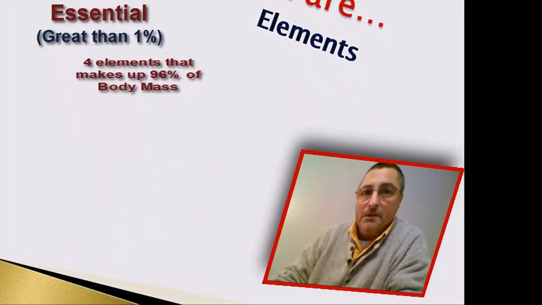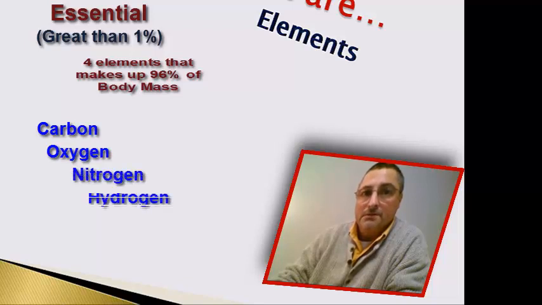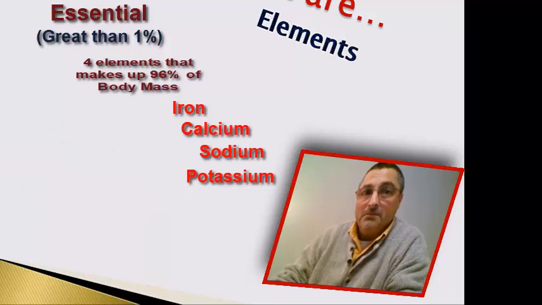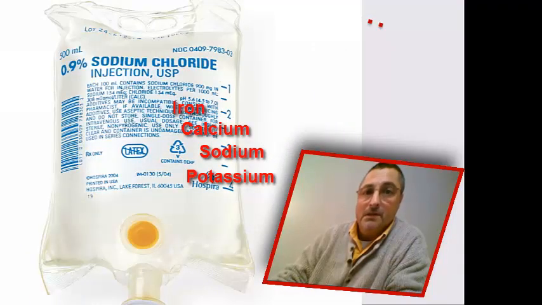Now the 4 elements that are essential elements in the human body are going to be carbon, oxygen, nitrogen, and hydrogen. Notice from those 4 though, we did not list things such as iron, calcium, sodium, or potassium. But if you take a look at an IV bag, which all of us could agree is a very essential component, all of those elements are actually found in an IV bag. It's just simply that they're found in the human body at less than 1%, so that makes them trace.